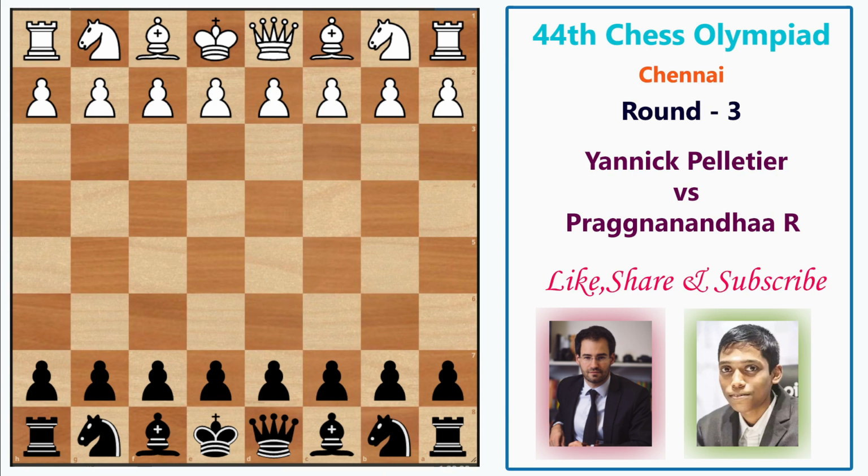In today's video, I'm going to show you a game played between Yannick Pelletier from Switzerland and Praggnanandhaa R from India. This game was played in the 44th Chess Olympiad, round number 3, and it was quite a disappointing game for Praggnanandhaa. Let's check what really happened in the game.